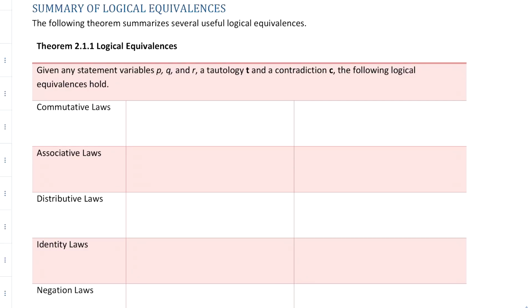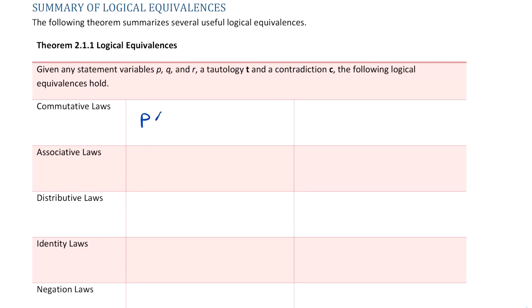So commutative laws. It turns out that the conjunction of P and Q is logically equivalent to the conjunction of Q and P, right? And the same works for the disjunction. So the disjunction of P and Q is logically equivalent to the disjunction of Q and P.